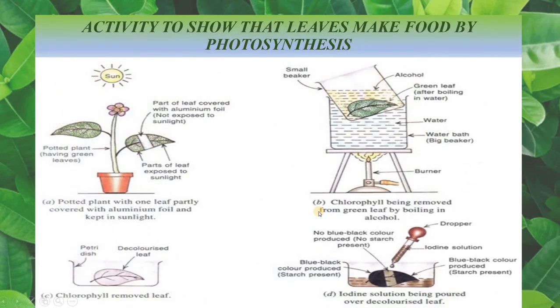Next, activity to show that leaves make food by photosynthesis. This is a simple activity. Now, for this activity, what do you need? First, you pluck a green leaf from a potted plant which you have kept in sunlight. Suppose this is a plant you have kept under sunlight, and you pluck one leaf. Suppose this is the leaf you have taken.